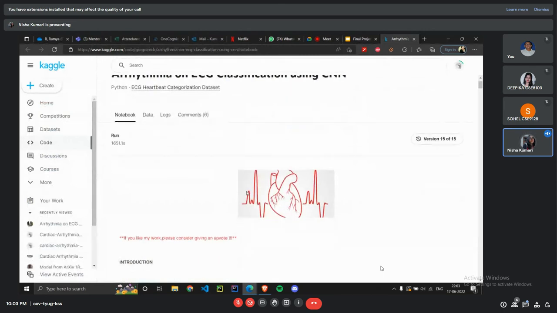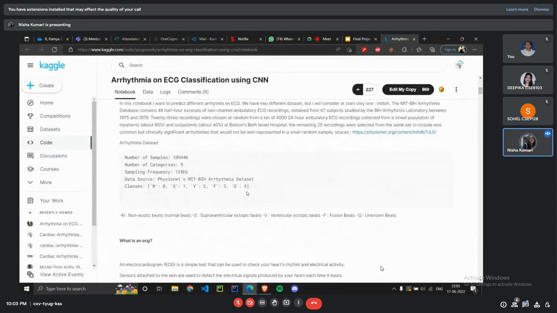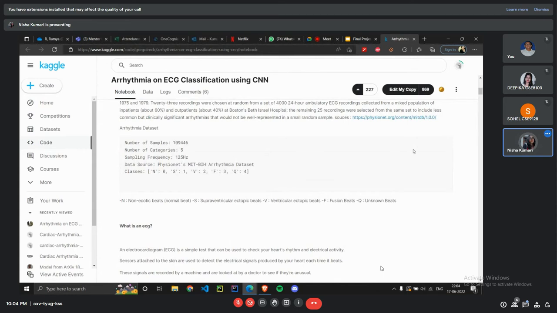Basically, here the database contains 48 half-hour excerpts of two-channel ambulatory ECG recordings obtained from 47 subjects studied by the BIH Arrhythmia Laboratory between 1975 and 1979. 23 recordings were chosen at random from a set of 4,000 24-hour ambulatory ECG recordings collected from a mixed population of inpatients and outpatients at Boston's Beth Israel Hospital. The remaining 25 recordings were selected from the same set to include less common but clinically significant arrhythmias that would not be well represented in a small random sample. Here are the sources if you want to see where we got the data set.